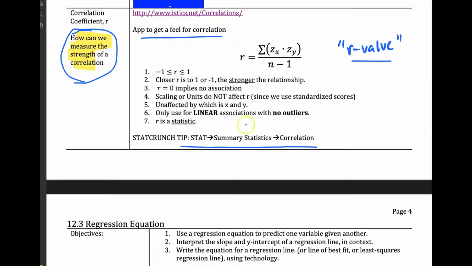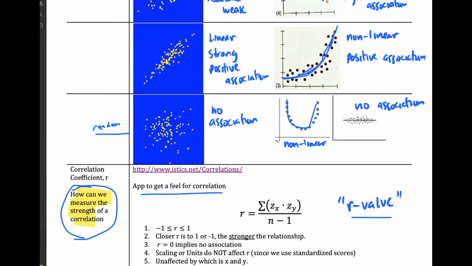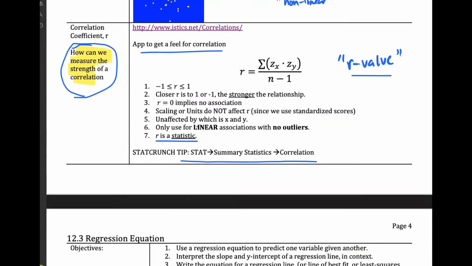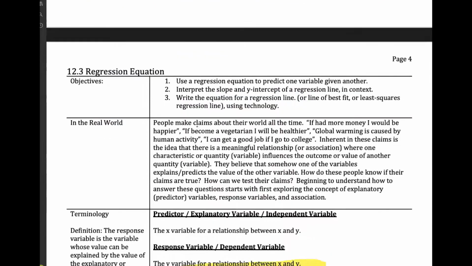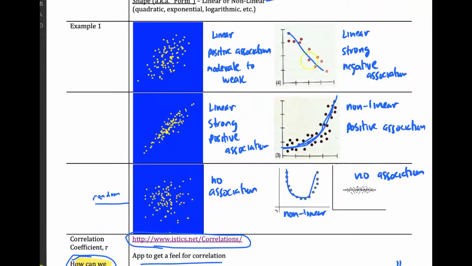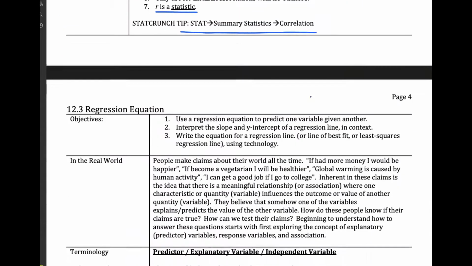So outliers cause problems for us. And R is what we call a statistic because it comes from sample data. In addition to looking at those R values, we're not going to do it in this video, but I would go to this website and take a look so you can look at R values and graphs. So you can look at a graph and then say, oh, what's the R value for that?